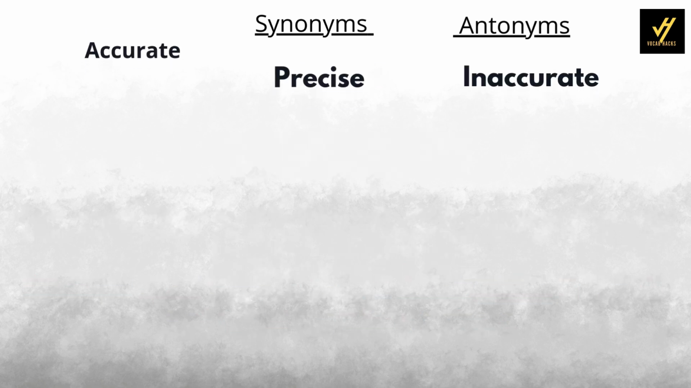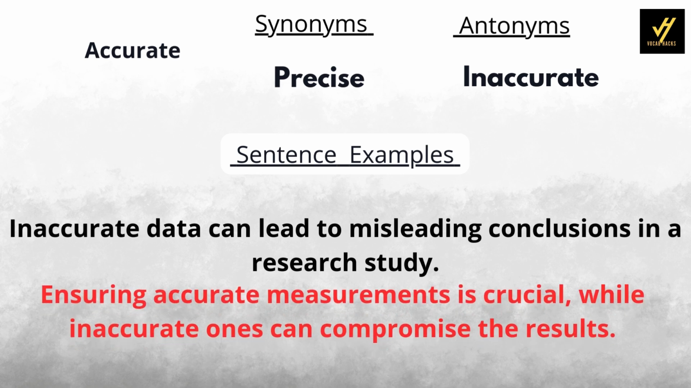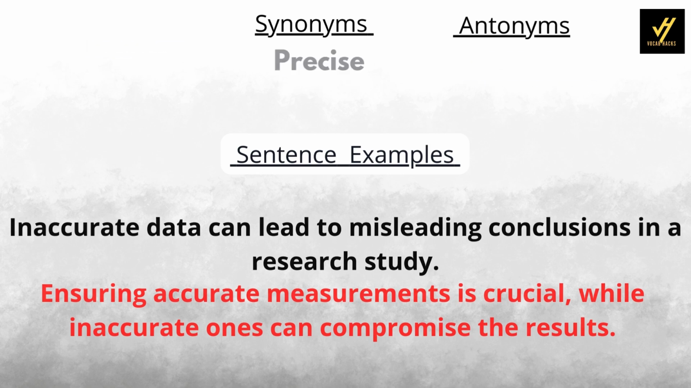Accurate, precise, inaccurate. Inaccurate data can lead to misleading conclusions in a research study. Ensuring accurate measurements is crucial, while inaccurate ones can compromise the results.